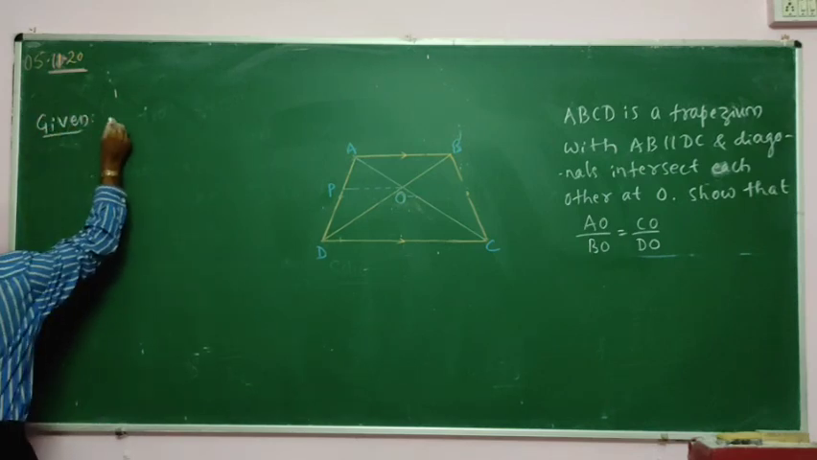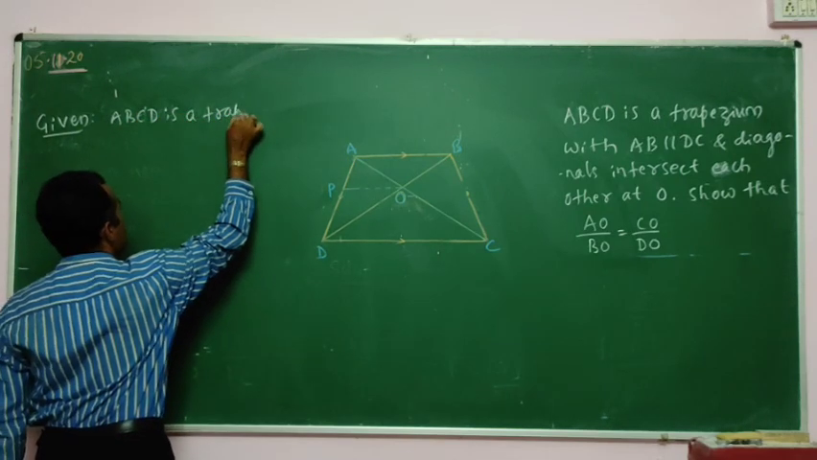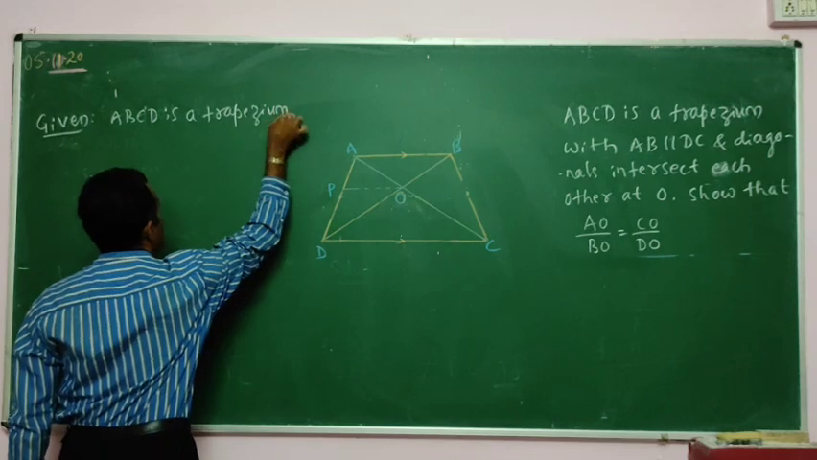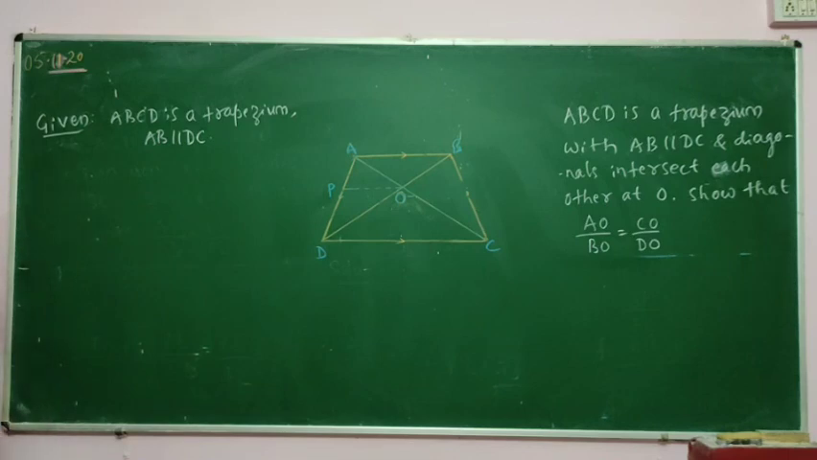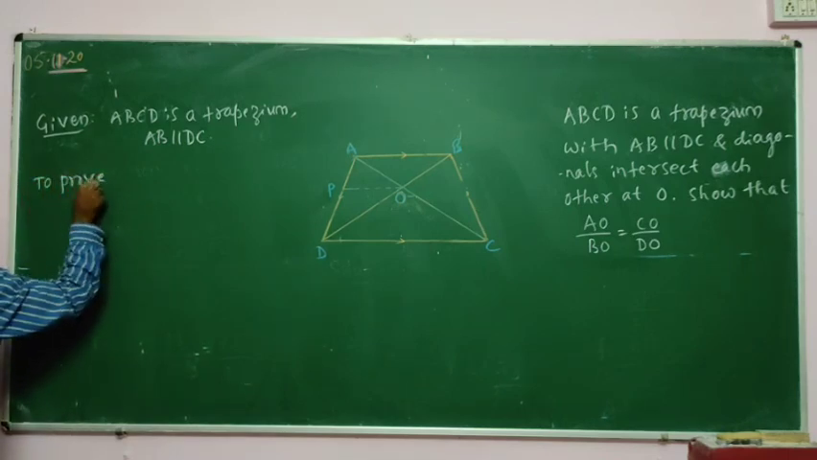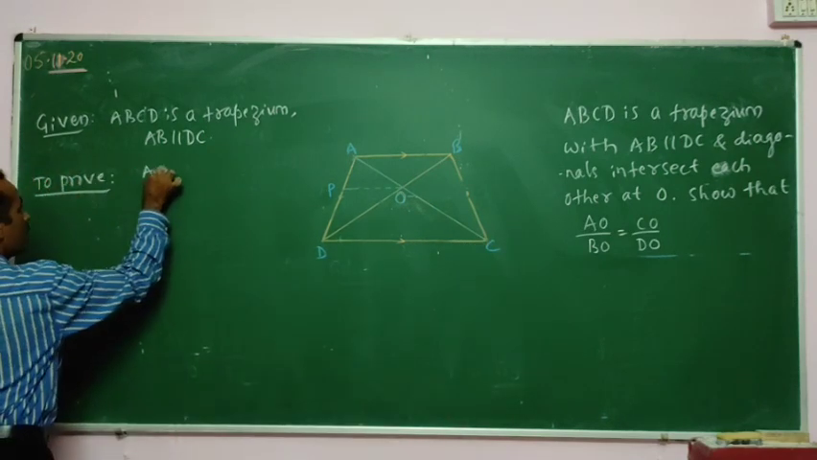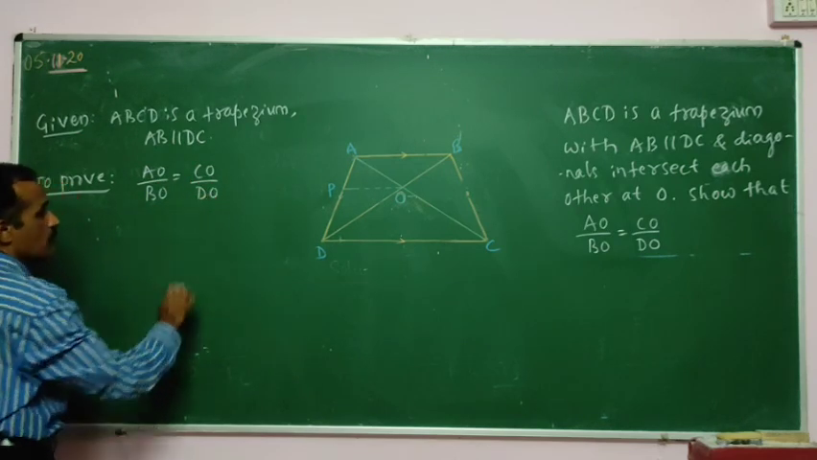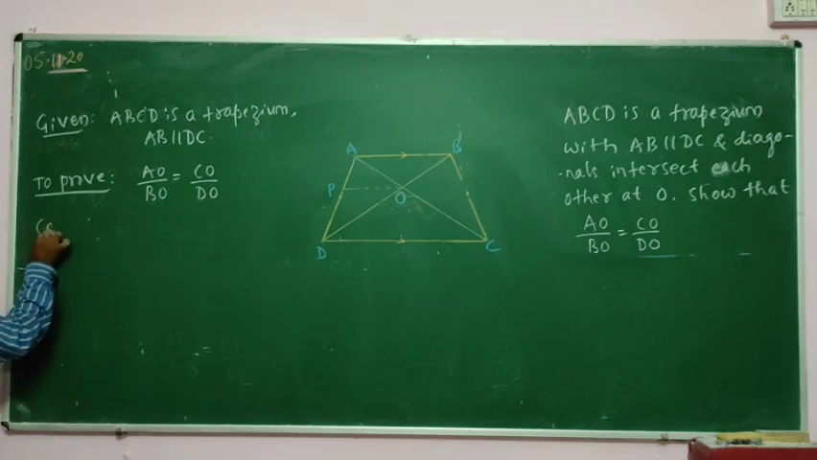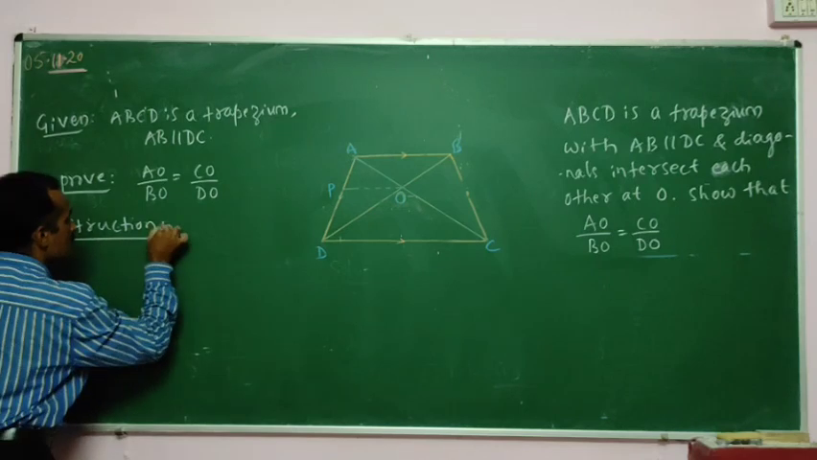Given: ABCD is a trapezium. AB is parallel to BC. What is to be proved? मुझे प्रूव करना है AO by BO is equals to CO by DO. मैंने एक कंस्ट्रक्शन कर लिया है. I have made a construction. What is it?